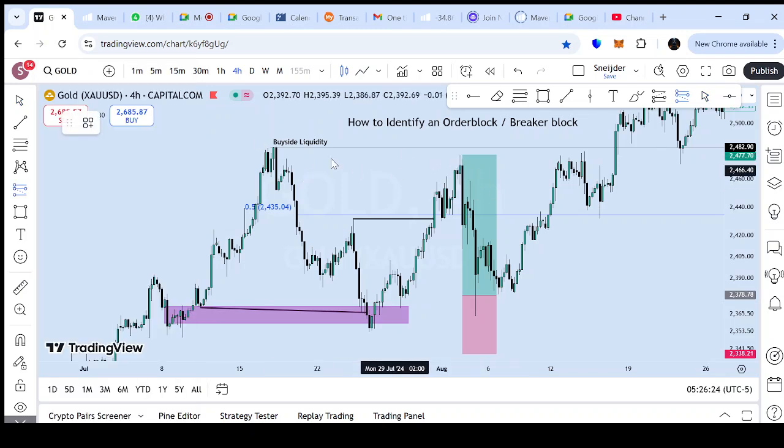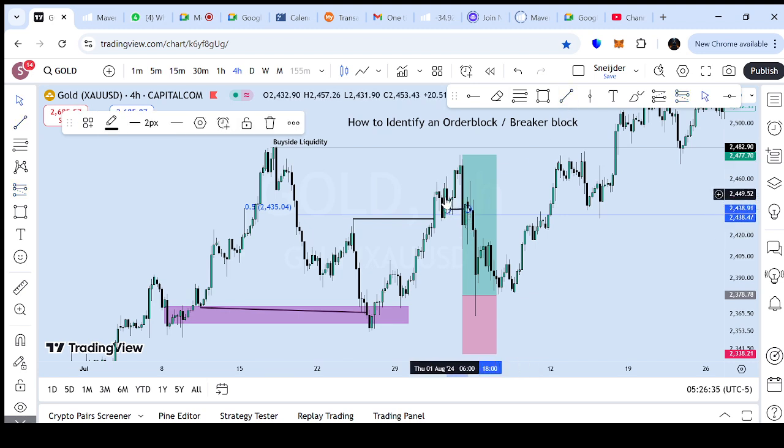After a redelivery inside here, this is a breaker and we had a displacement. Price breaks below this bearish candle, that's a displacement, a break of structure, and created a fair value gap.